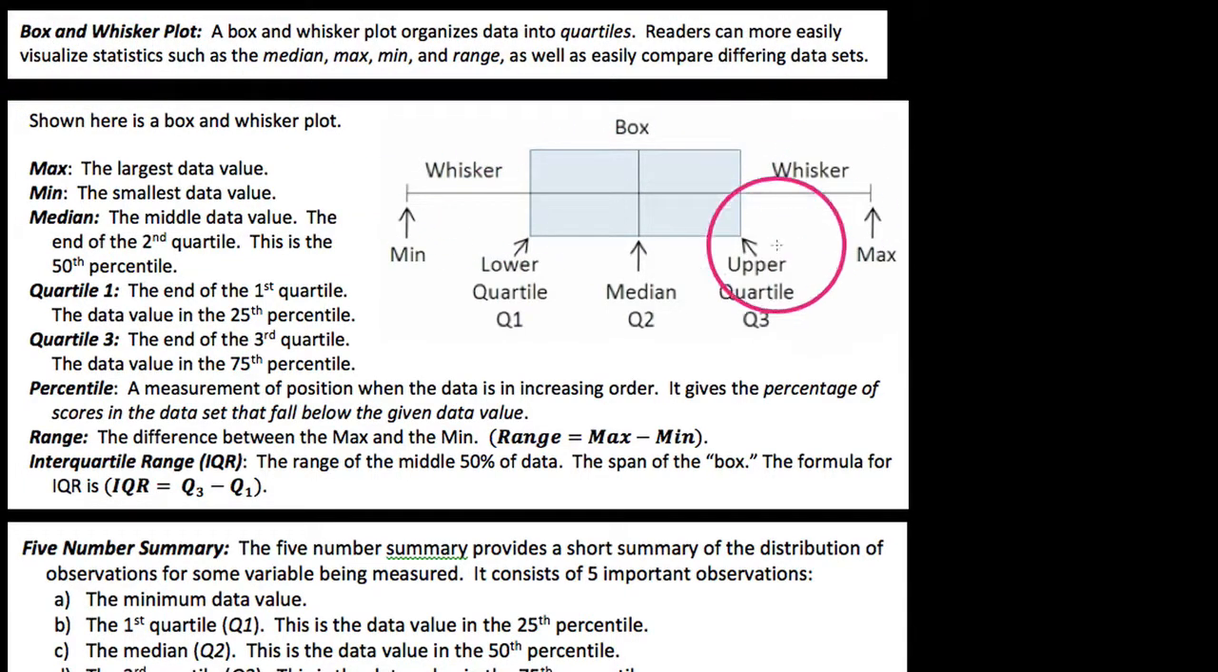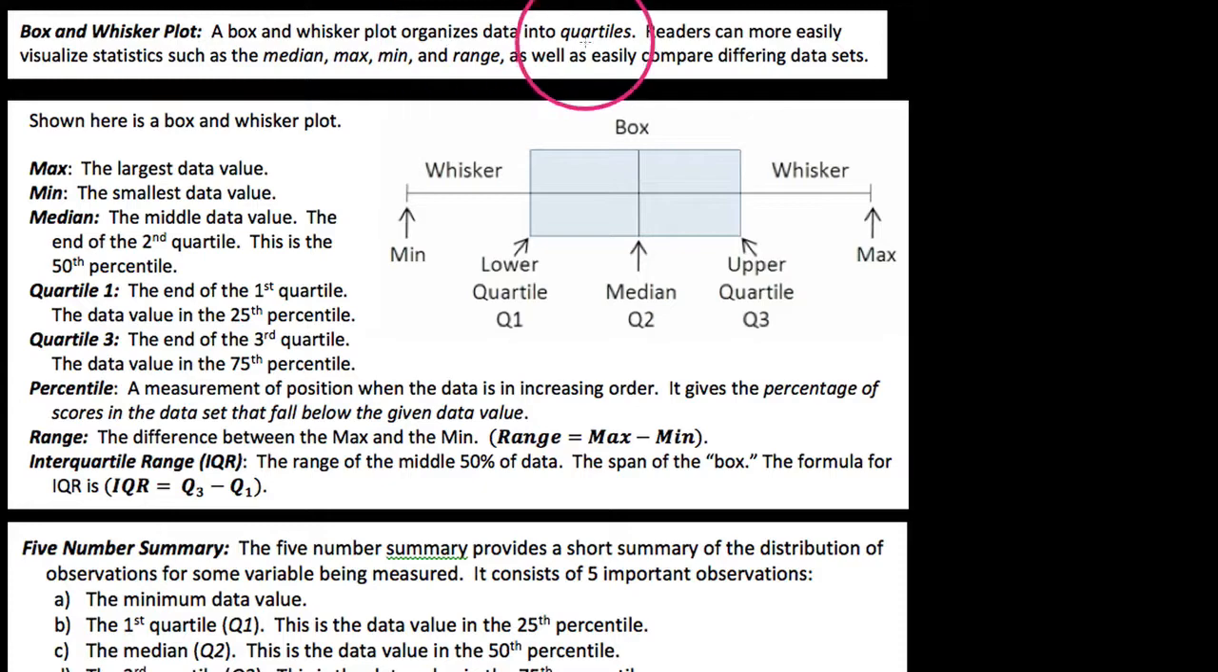So if you've ever seen a graph that looks like this before, it's referred to as a box and whisker plot, basically because this middle portion here is a box and then the outside portions we're going to refer to as the whiskers, okay? But without getting too much into this right now, let's take a look at what it is and how we organize our data in order to make a box and whisker plot.